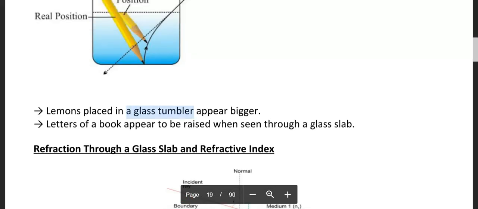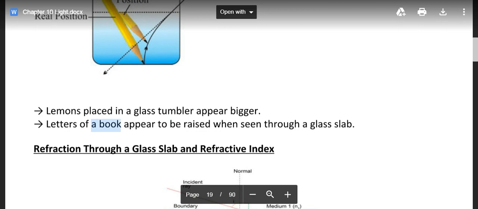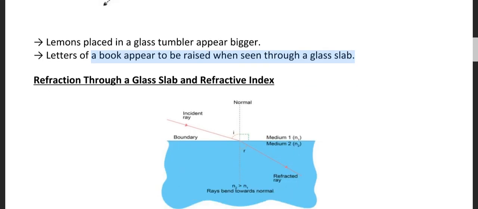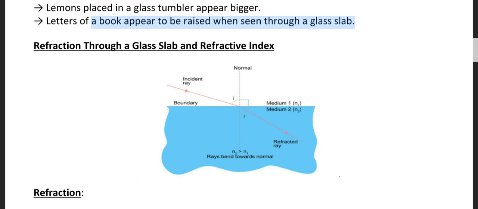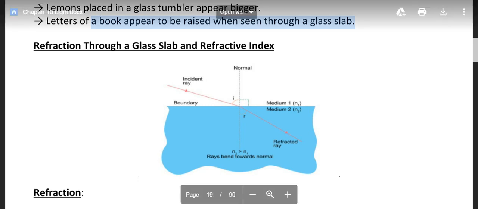Next is, lemons placed in a glass tumbler appear bigger. Letters of a book appear to be raised when seen through a glass slab. You can try these activities. These are quite simple, and the things can be available at your home also. Refraction through a glass slab and refractive index.